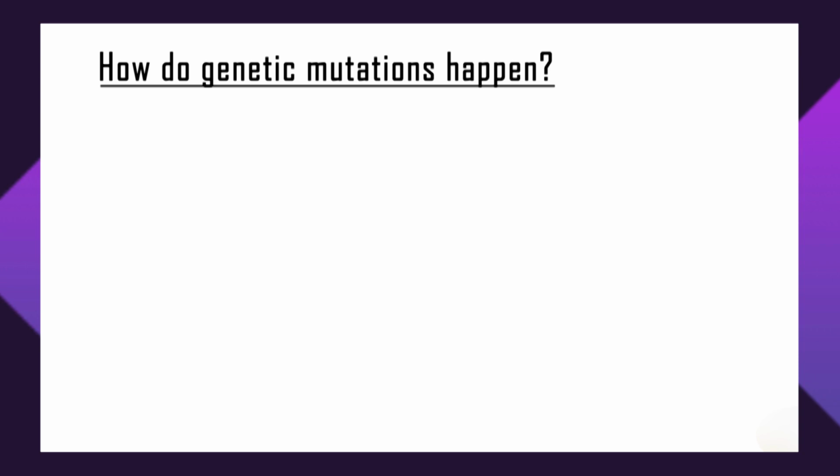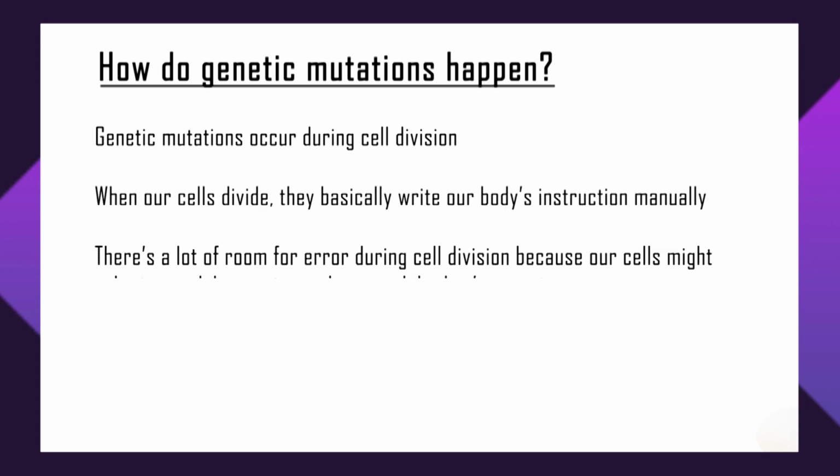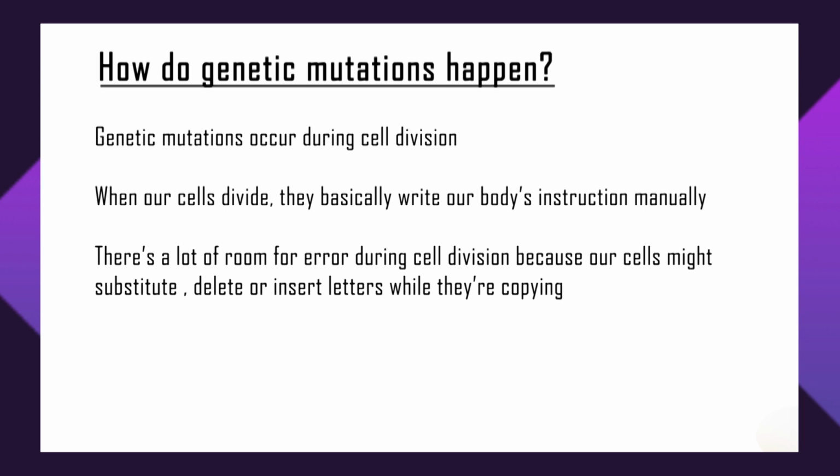Now, how do genetic mutations happen? Genetic mutations occur during cell division. When our cells divide, they basically write our body's instruction manual. There is a lot of room for error during cell division, because our cells might substitute, or you can say replace, delete or remove, or insert or add letters while they are copying.